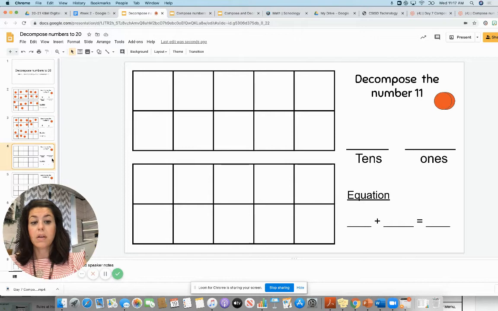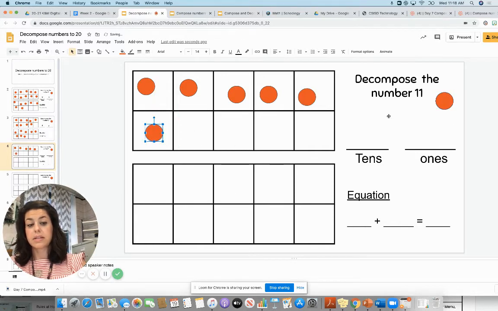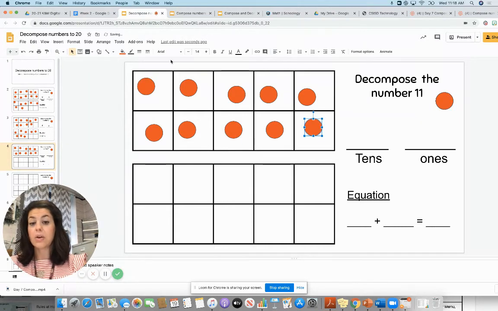Let's look at another one. If I had the number 11, what would I do if I wanted to break it up into 10s and 1s? How many groups of 10 would I have? 1. So let's see. 1, 2, 3, 4, 5, 6, 7, 8, 9, 10. So I have a group of 10, sorry.